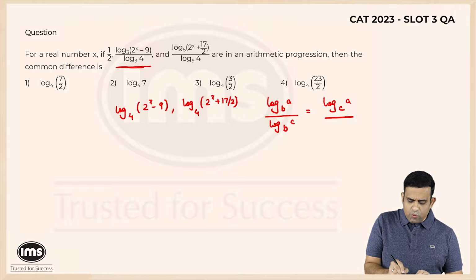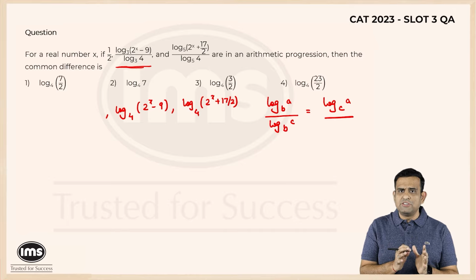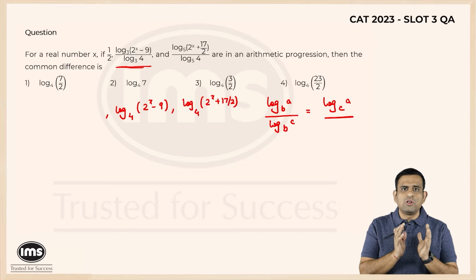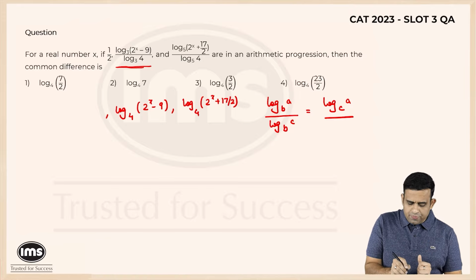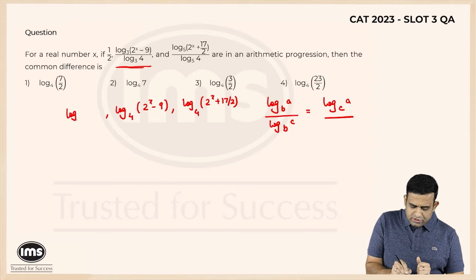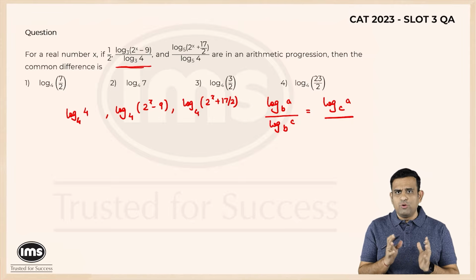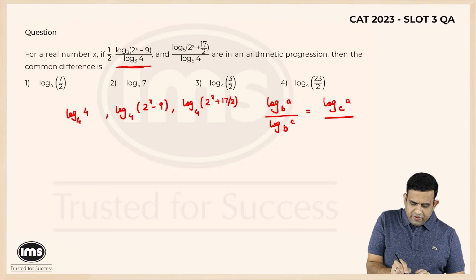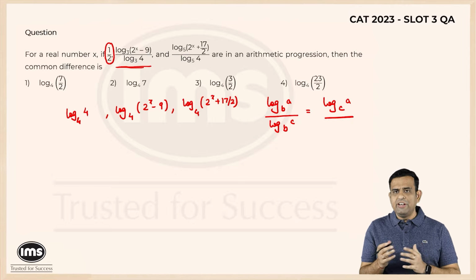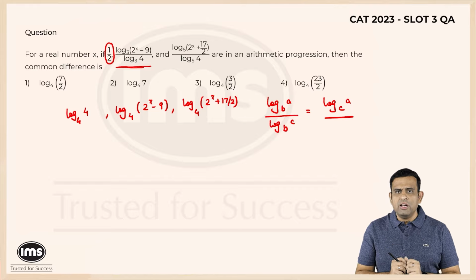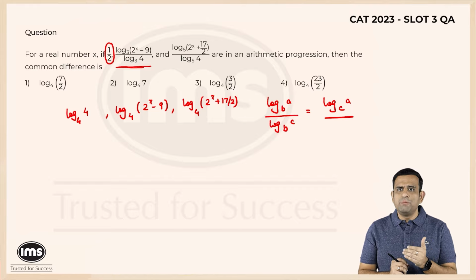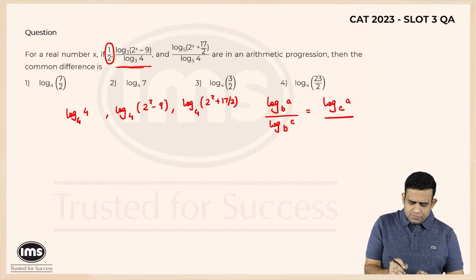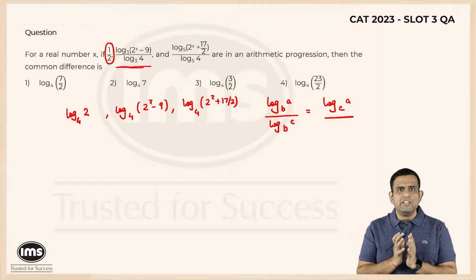So somehow I can also write my first term, which is half, in terms of log of something to the base 4. If I have log of something base 4, we know that log 4 base 4 happens to be 1. But if I want to write the number half in terms of log to some base 4, understand log of 16 to the base 4 is equal to 2. And one can say that log of 2 to the base 4 happens to be nothing but half. This was the trick.